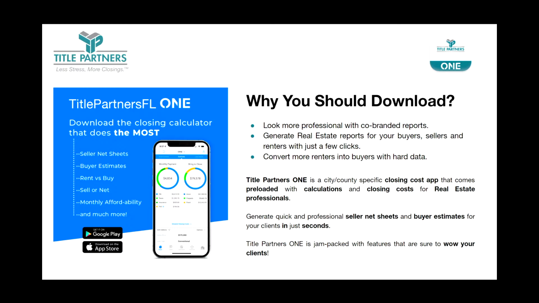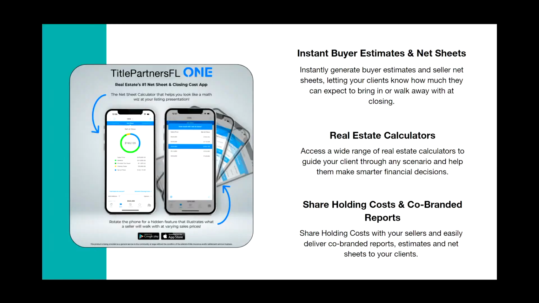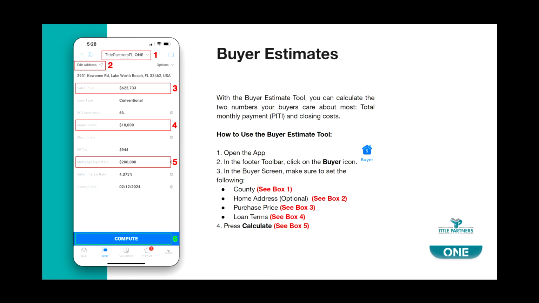So great resource. Again, instant buyer estimates, net sheets, real estate calculators, holding costs, and then you can co-brand the reports. So you can essentially put your headshot in there, your contact information, a logo if you have one, a partnership logo, and it just makes you look very professional. Is it the green one or the blue one? It's the green one, the green one.